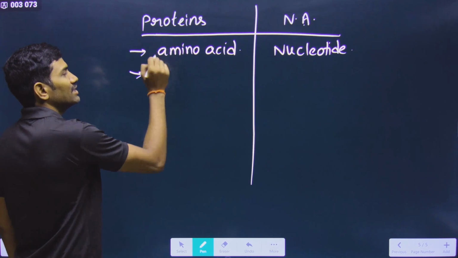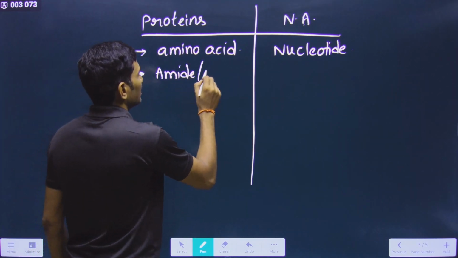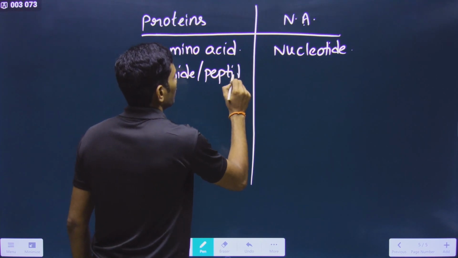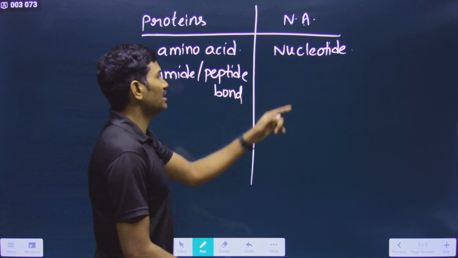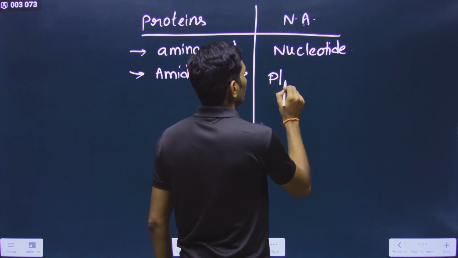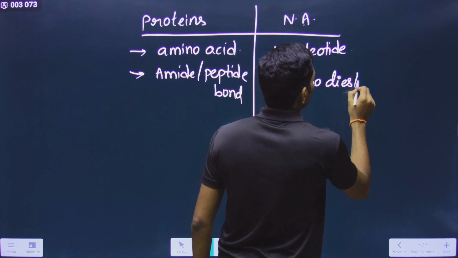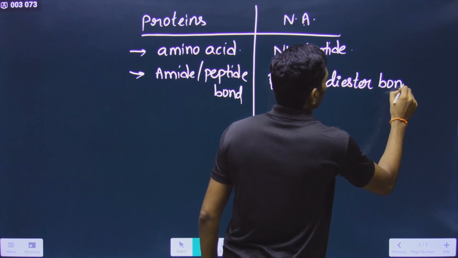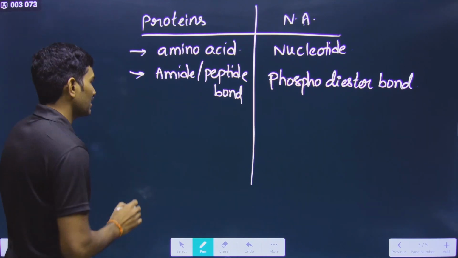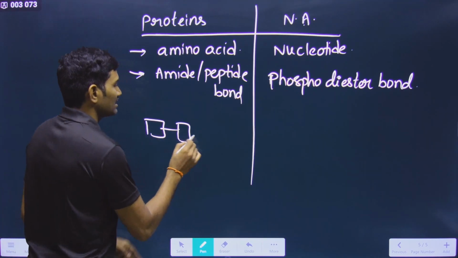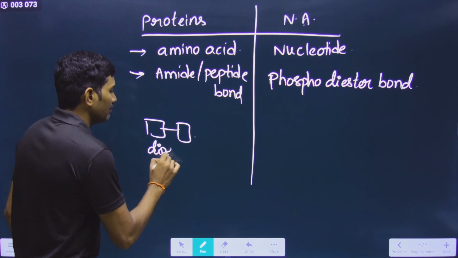Next one. What is the bond that is present between two amino acids? It is the amide bond, also called the peptide bond. The peptide bond links two adjacent amino acids. But here, what is the bond? It is the phosphodiester bond that is connecting two adjacent nucleotides. This is what they are saying. And if only two amino acids are present, it is called a dipeptide.